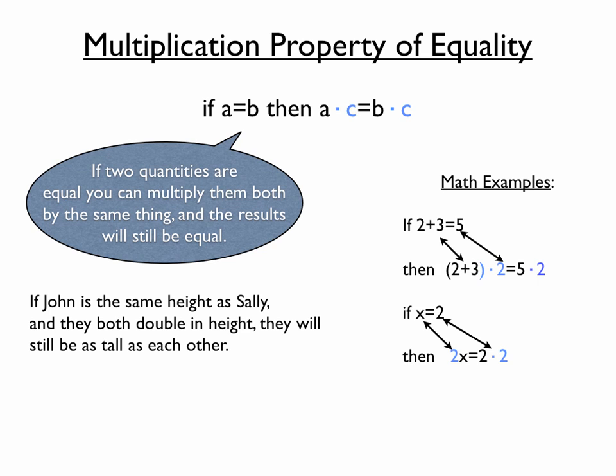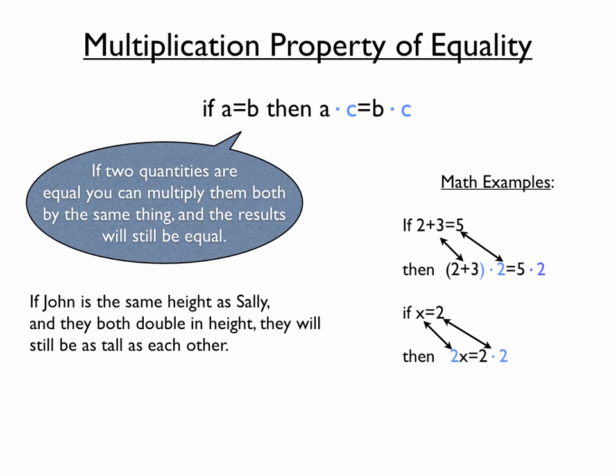A math example: we know that 2 plus 3 equals 5, and if I multiply the left side of my equation by 2 and the right side of my equation by 2, I'll get the quantity (2 plus 3) times 2. That is, I take the sum of 2 and 3 and double it, which is equal to 5 times 2.